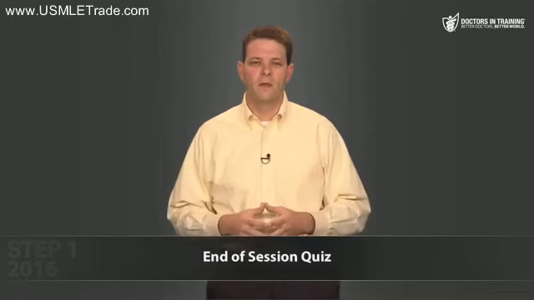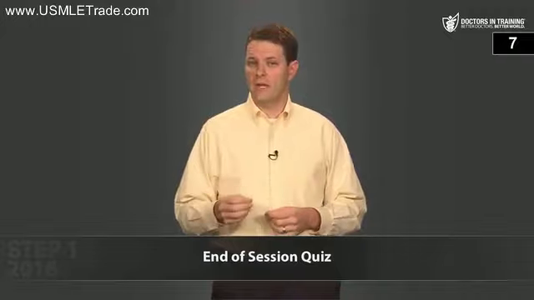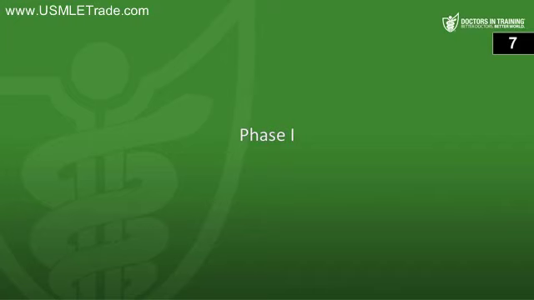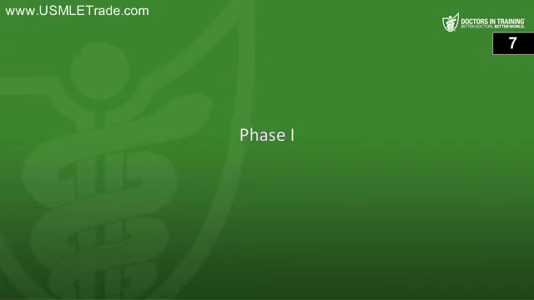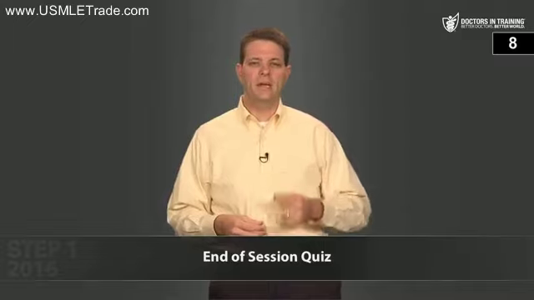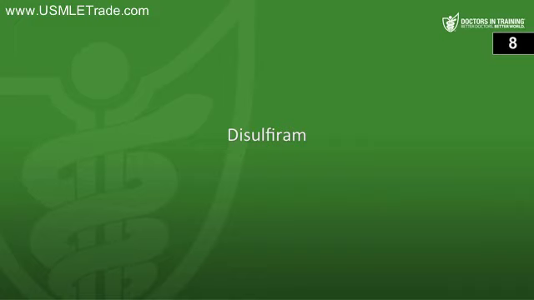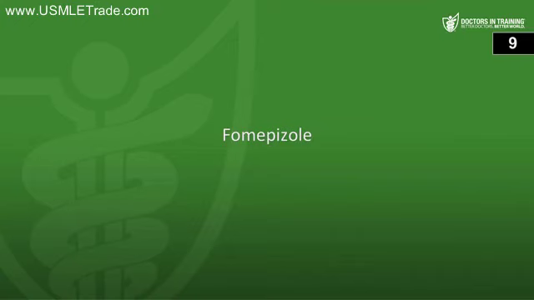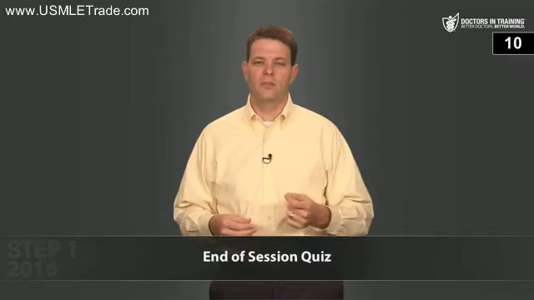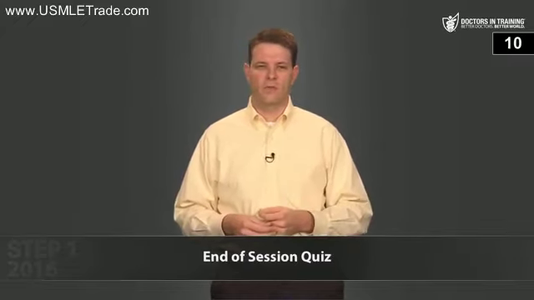Let's go through these. First question, which hepatic phase of metabolism is lost first by geriatric patients? That's phase 1 metabolism. And which phase is mediated by cytochrome P450? That's also phase 1. Next, what medication inhibits acetaldehyde dehydrogenase? That's disulfiram. Next one, what medication inhibits alcohol dehydrogenase? That's fomepizole. And the last question, list 7 inducers and 11 inhibitors of cytochrome P450.